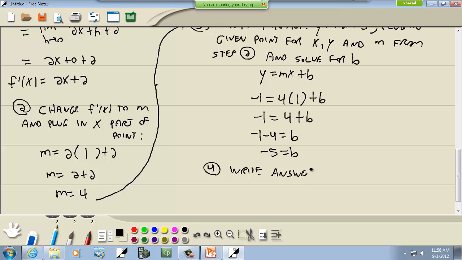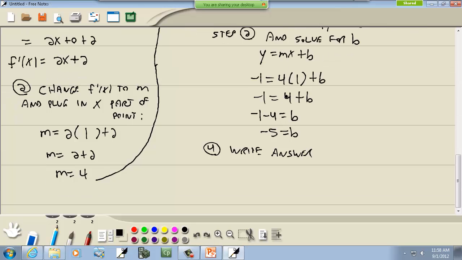And then our last step is to write our answer down. It's asking us to find the equation of the tangent line, which is y is equal to mx plus b. And from step 2, we found m was 4, so plug that in. And from step 3, we found b was -5, so plug that in. So our answer is y is equal to 4x minus 5.